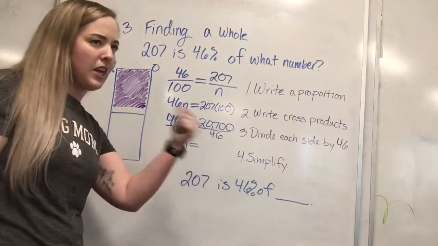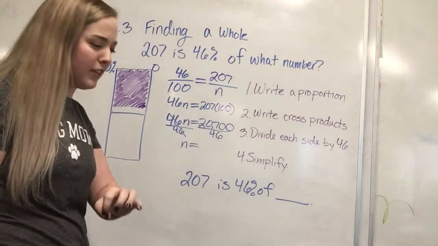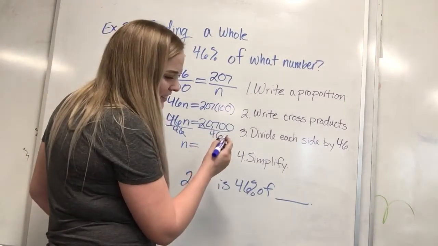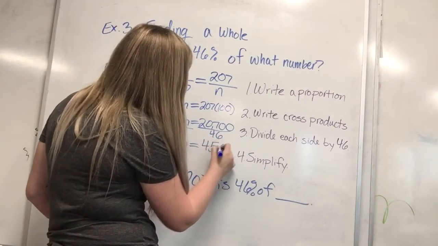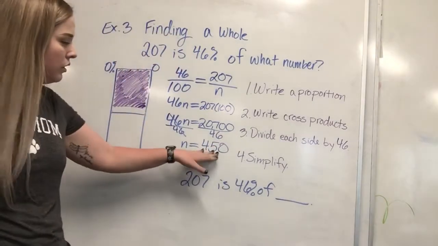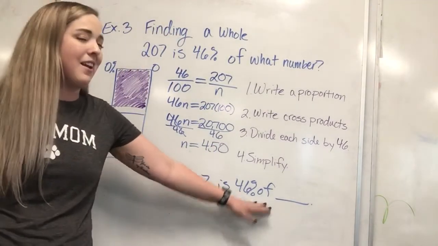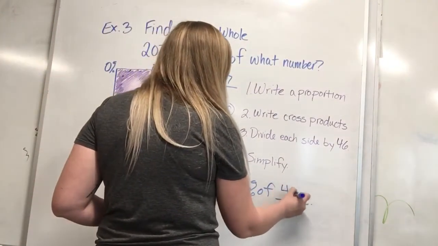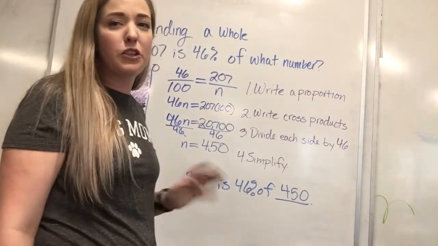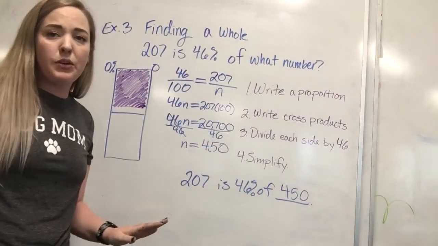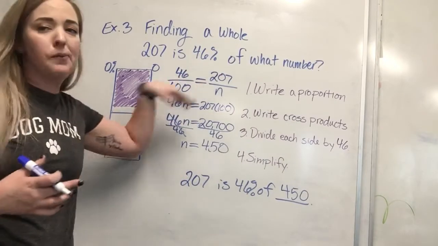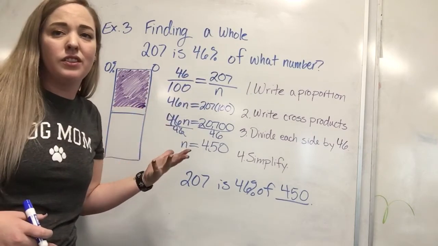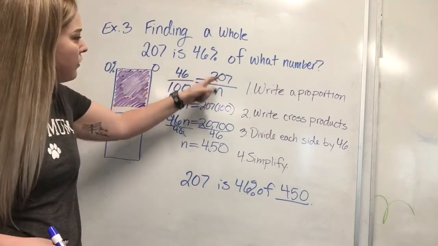So again, 20,700 divided by 46 is, you can yell it out if you'd like. Just kidding, guys. All right, you should get 450. Okay? So 207 is 46% of, you got it, 450. All right? So, same steps as we've been doing, just different pieces of the proportion are missing, okay? You will always have 100 because that's not going to change, okay? So, we went over how to find each of those 3 steps.